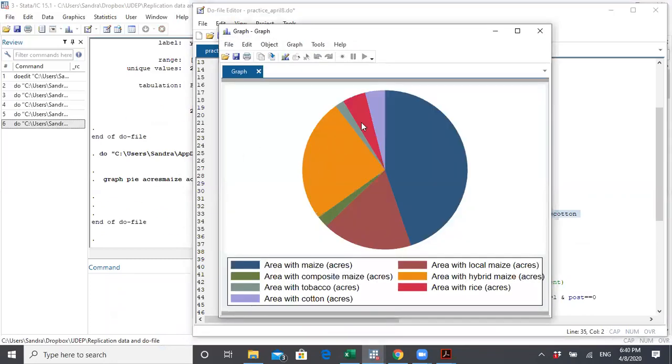And so you can see how it makes a really nice pie chart. That can be useful for showing descriptive statistics as well, because then we can say, oh, well, clearly maize is the most popular crop, and the second most popular crop is this hybrid maize. So that's an easier way to understand your data rather than just trying to read numbers, which can be challenging sometimes.